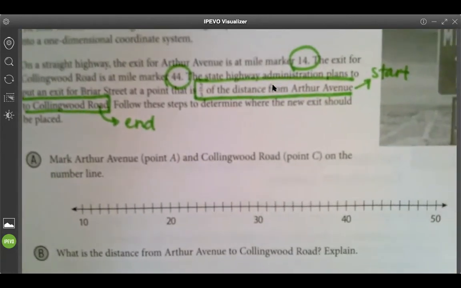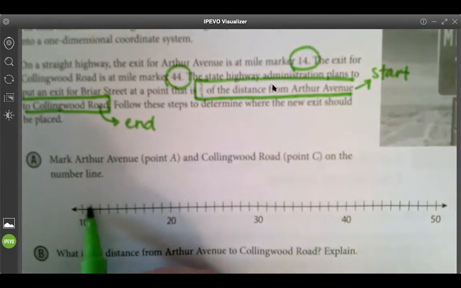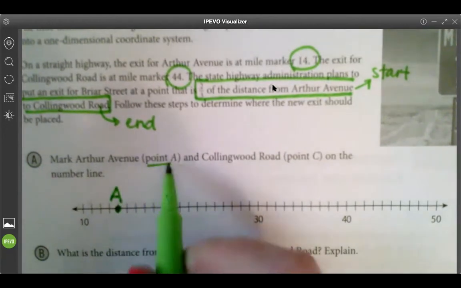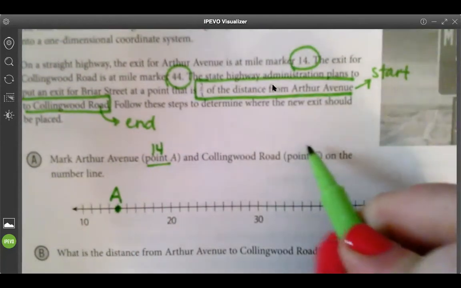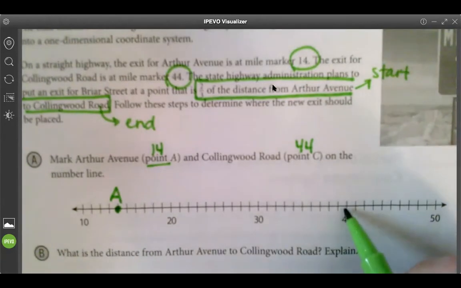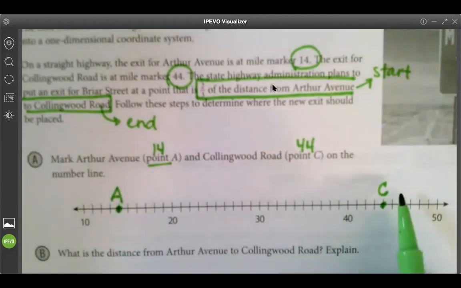And step A just has us plotting those. So we're going to plot 14. There's 10, 11, 12, 13, 14. And it says to call that point A. And then point C was at 44. That was the Collingwood Road number. So 41, 2, 3, 4. And there's C. And what we're finding is B, which is 2/3 of the distance from A to C. So we're starting here and we're going this way.